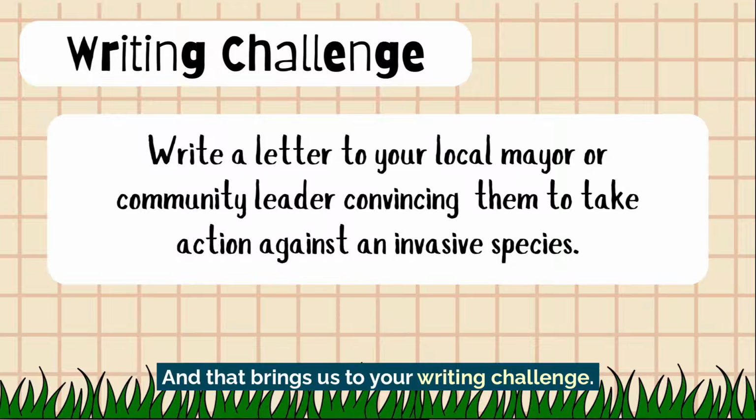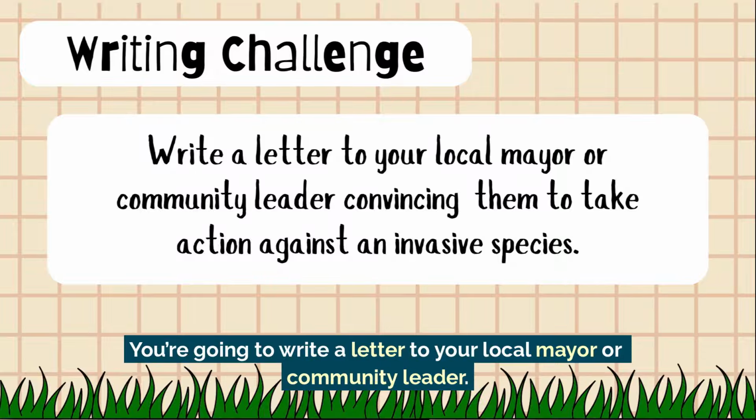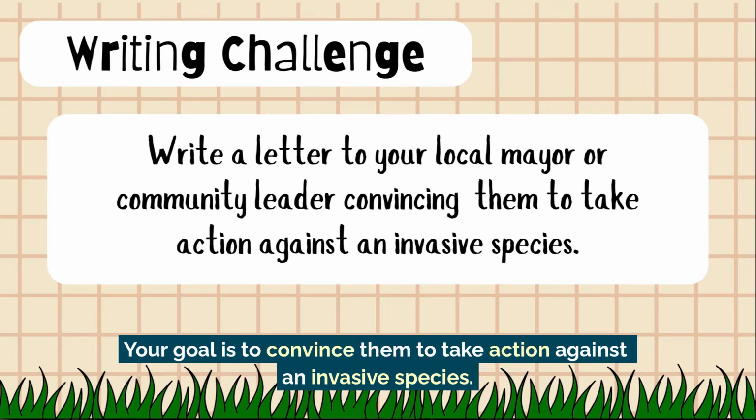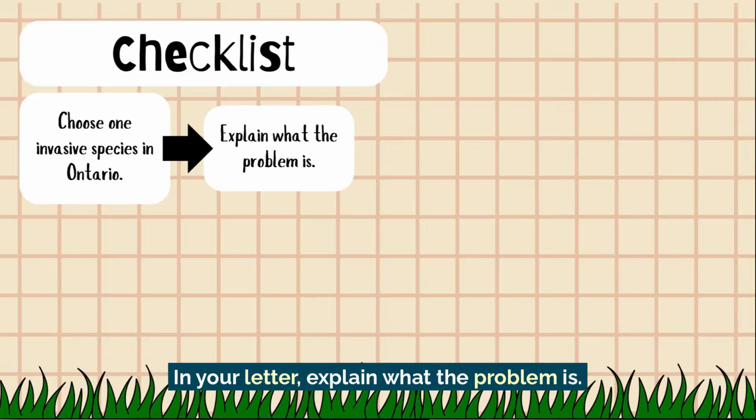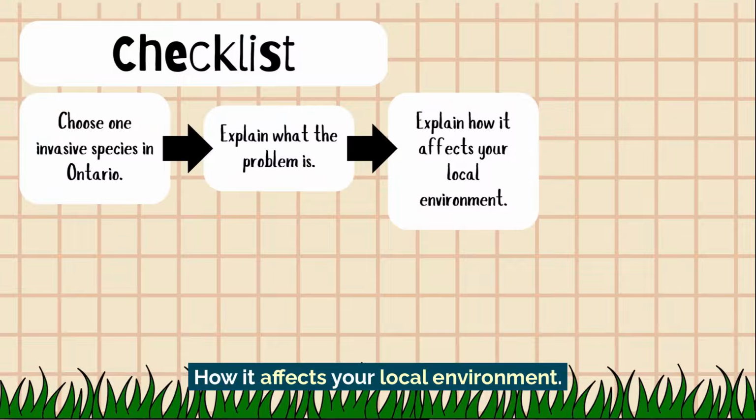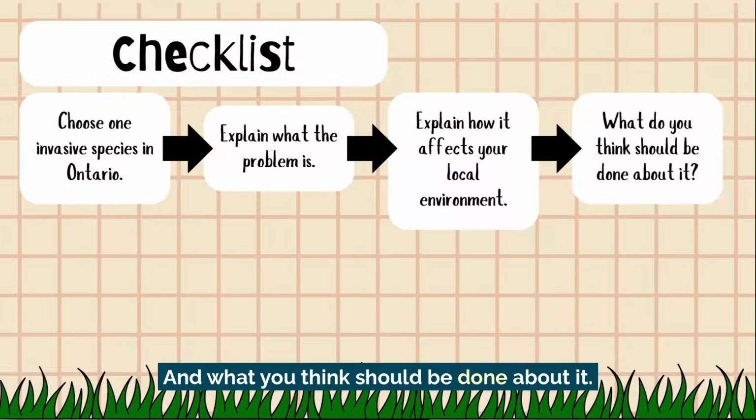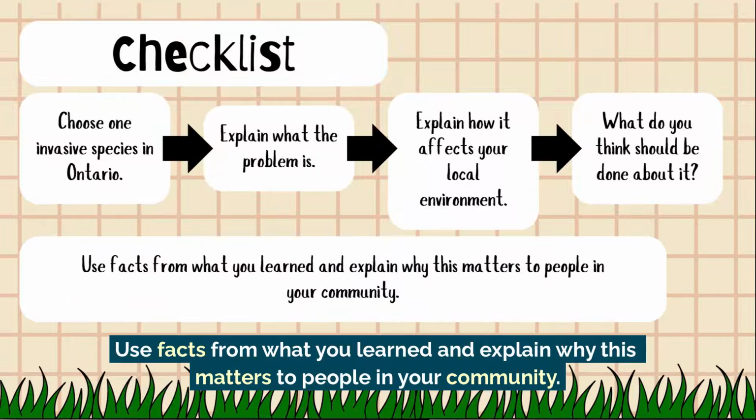And that brings us to your writing challenge. You're going to write a letter to your local mayor or community leader. Your goal is to convince them to take action against an invasive species. Choose one example from today's video, like the emerald ash borer, zebra mussel, or garlic mustard. In your letter, explain what the problem is, how it affects your local environment, and what you think should be done about it. Use facts from what you learned and explain why this matters to people in your community.